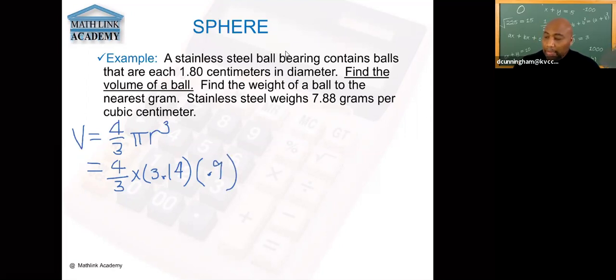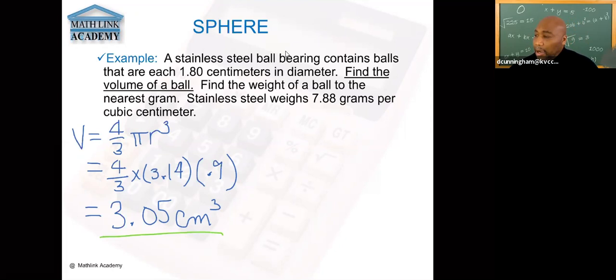And then we'll just do the math here. Let's do this on our calculator. This should be about 3.05. Again, since it's volume, it's cubic centimeters. So I'm going to write that. I'm just going to underline that. That's our first answer.